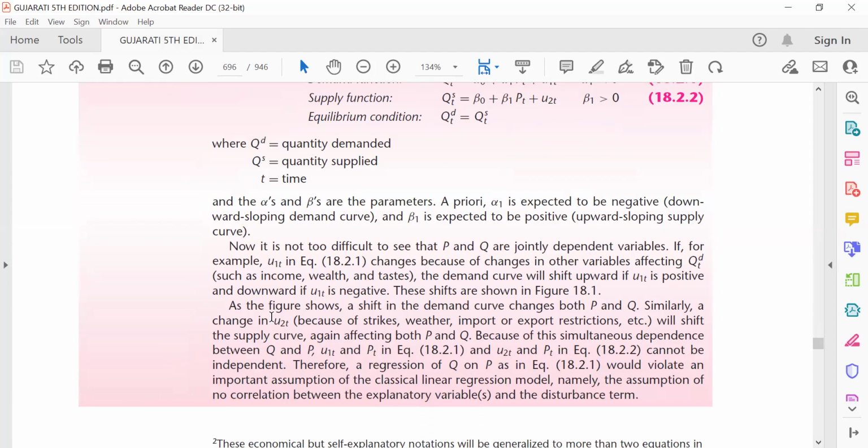Okay, as the figures show, a shift in the demand curve changes both prices and quantity demanded. Similarly, a change in mu, for example whether export, import, restriction, etc., will also shift the supply curve.